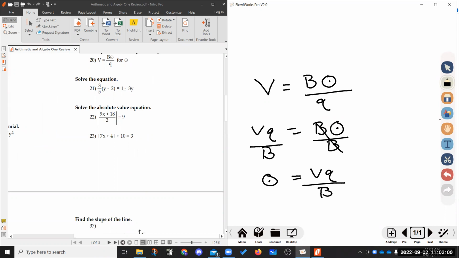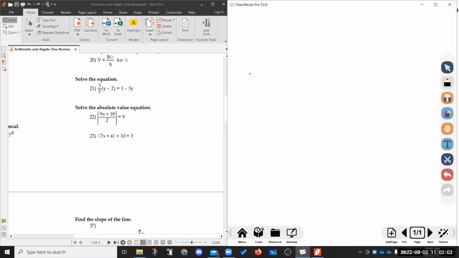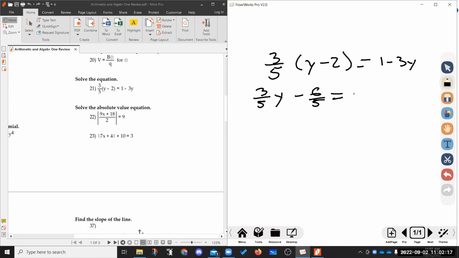We're on number 21 now. Number 21 asks us to solve the equation 3/5 times the quantity y minus 2 is equal to 1 minus 3y. So 3/5 y minus 6/5 equals 1 minus 3y. And then we're going to get our y's on one side by themselves. So I'm going to bring them to the left, 3/5 y, and I'm going to add 3y to both sides. I'm going to add 6/5 to both sides to get my constants on the other side.